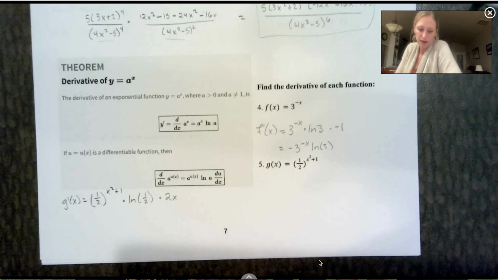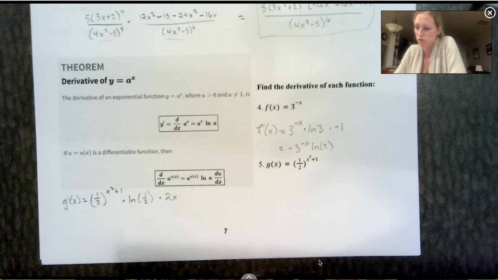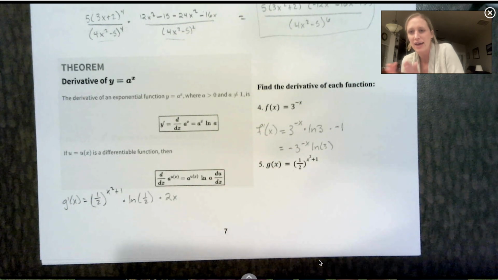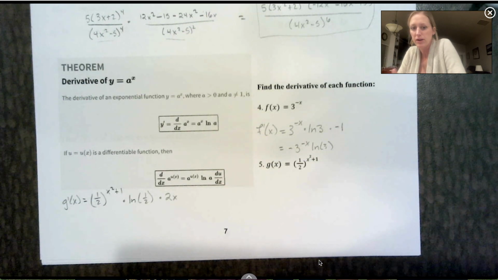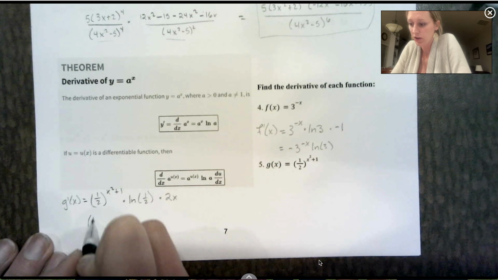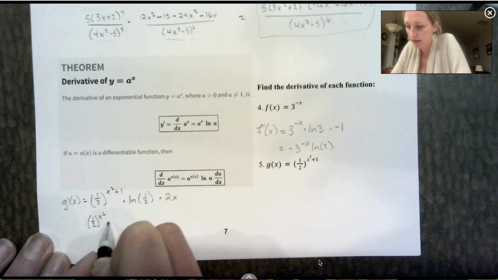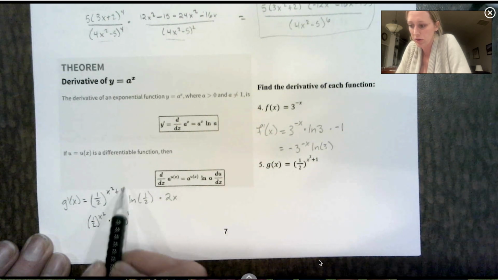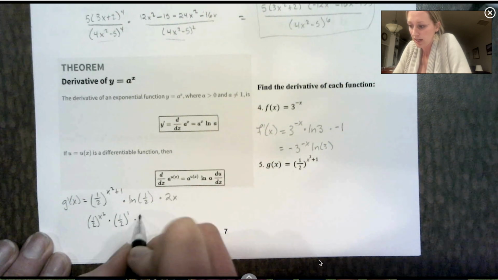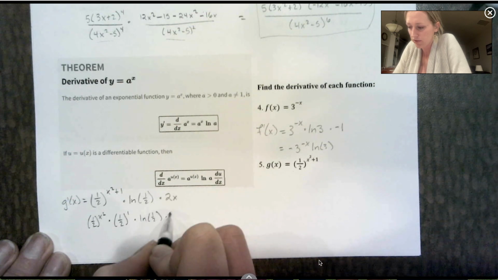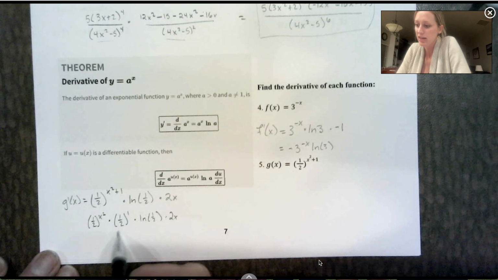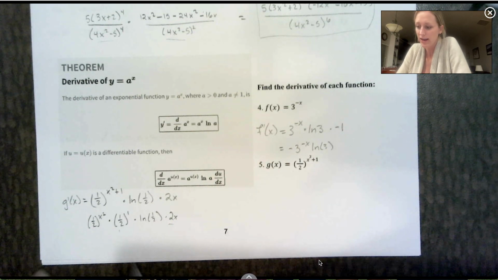Okay, so again, I'm going to just show some simplifying here to just practice getting some of our algebra skills. So remember when we multiply things that have the same base, we add the exponents? So I'm actually going to break that apart into that multiplication. So I'm going to write it as 1/2 to the x squared times 1/2 to the first, right? So if I put that back together, it would be this. And then still times natural log of 1/2 times 2x.